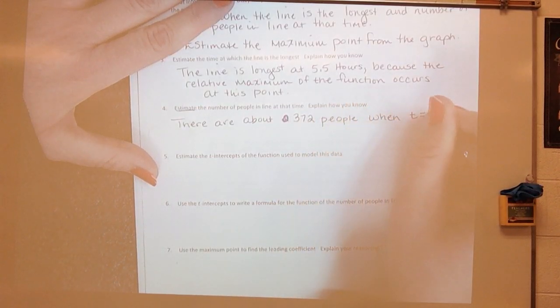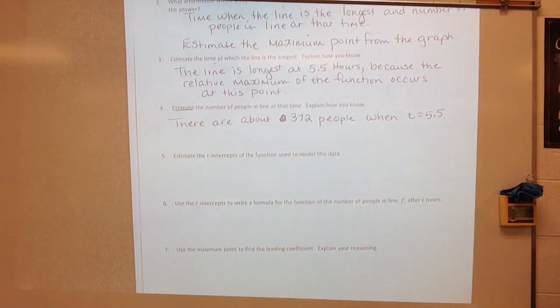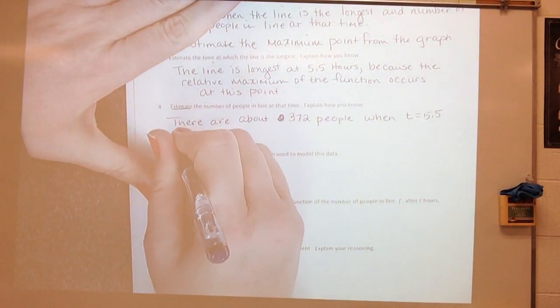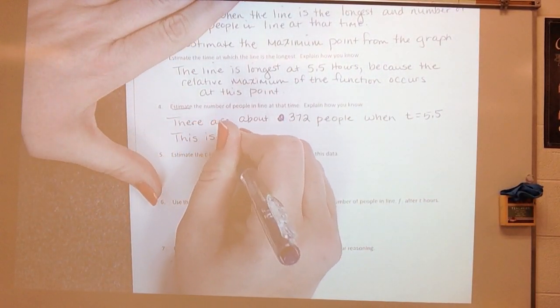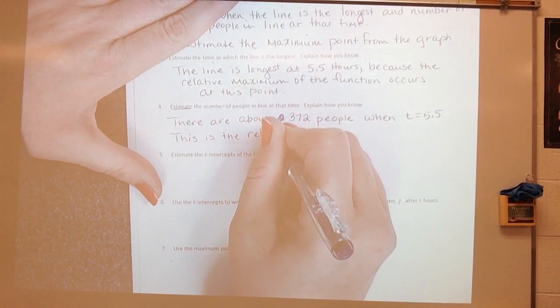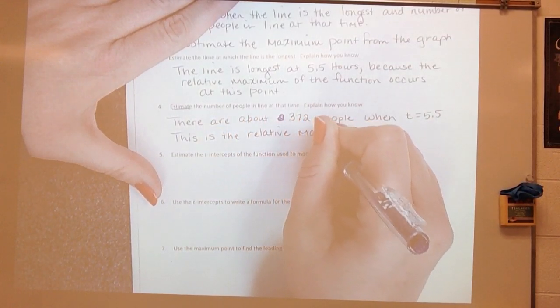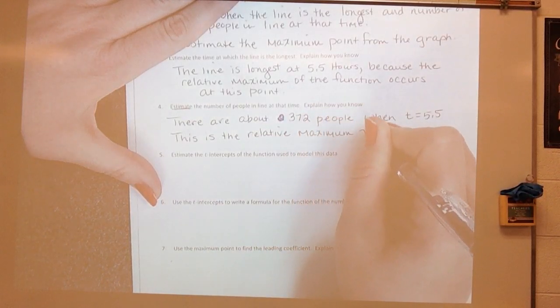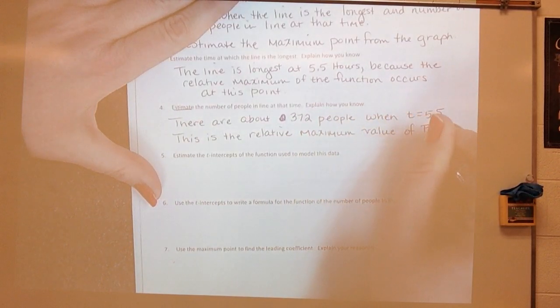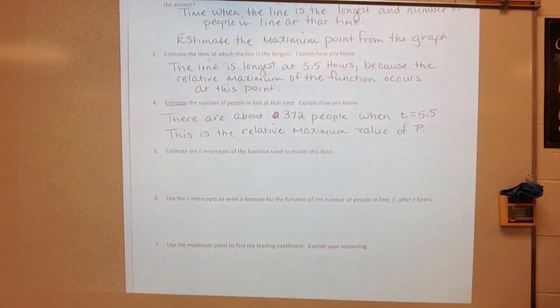When t is equal to 5.5. When our time is 5.5. Okay? This is the relative maximum value of P. In other words, that's as high as P goes. The amount of people, that is the highest that you're going to see on our graph.